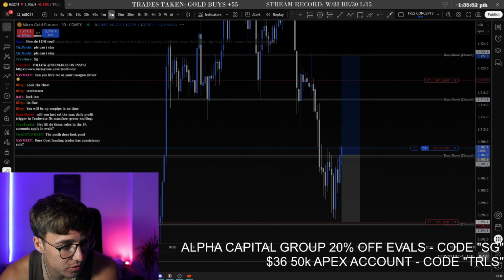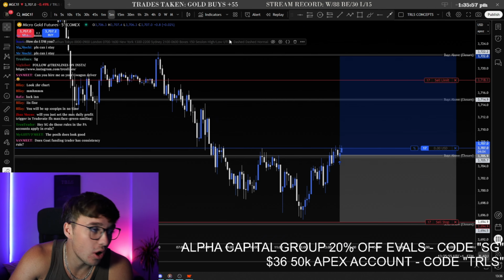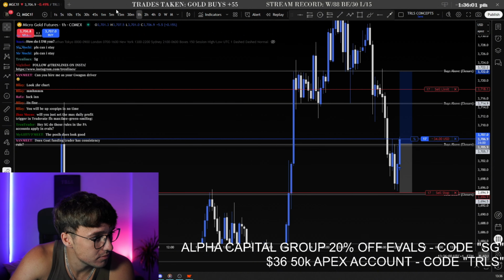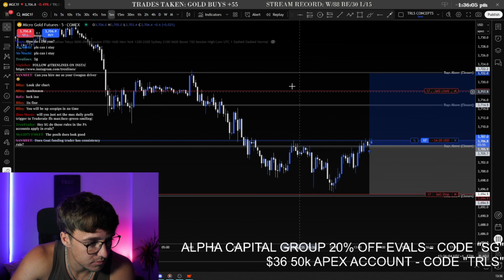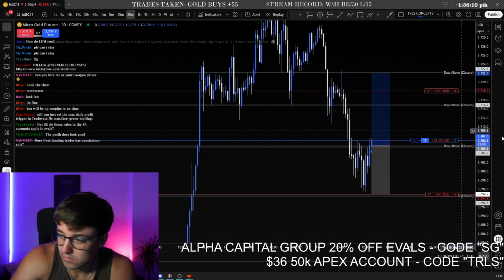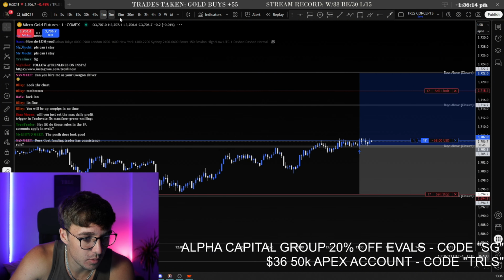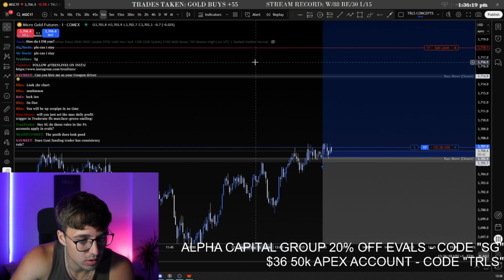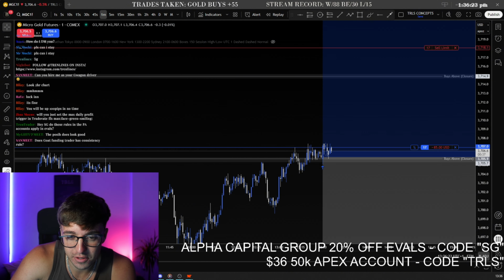How did the 5 close? 5 closed okay, relatively weak. If you got a good fill on this, you might... Let's look at the 1 minute. Volume's kind of died off a little bit, which is interesting.